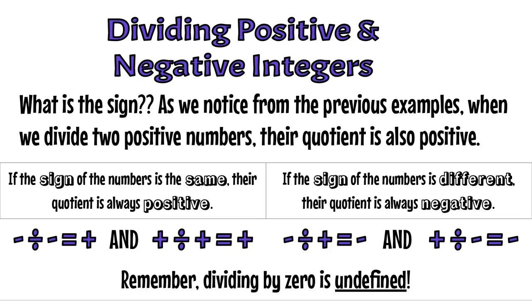In the previous examples, just like in multiplication, we only had positive integers. However, we know that that's not always the case. Sometimes we're dividing a positive by a negative or a negative by a positive. In these cases, we have to remember that if the sign of the numbers is the same, then our quotient is going to be positive. If the signs of the numbers that we are dividing are different, then the quotient is going to be negative. And don't forget that dividing by 0 is undefined.